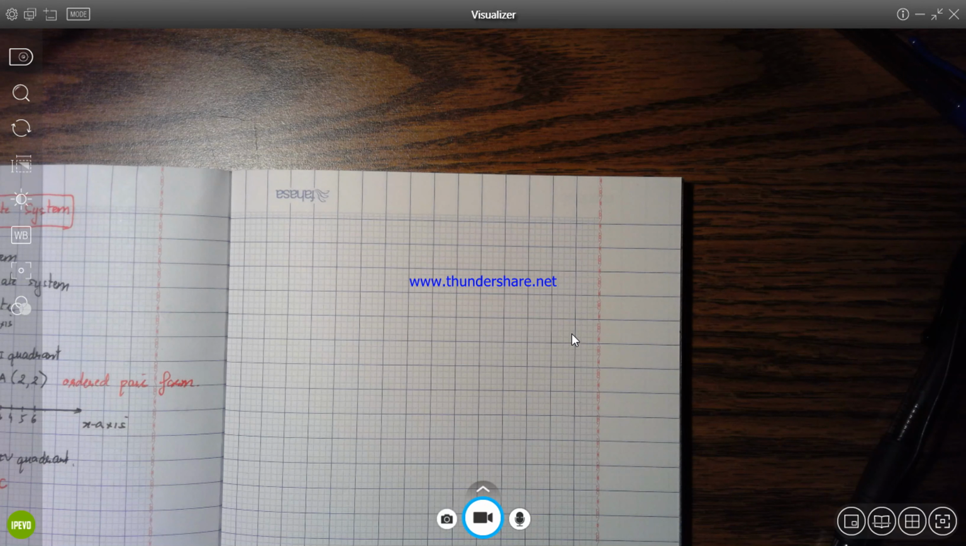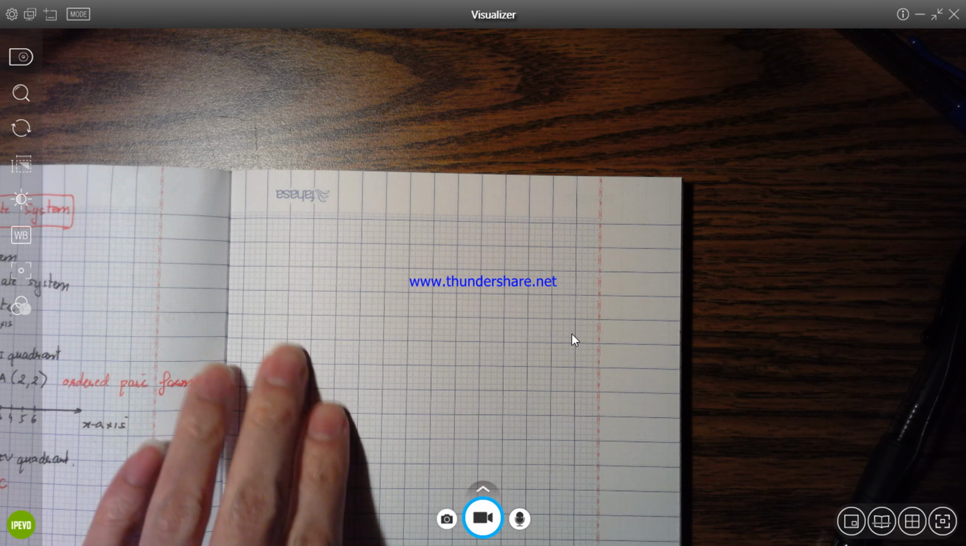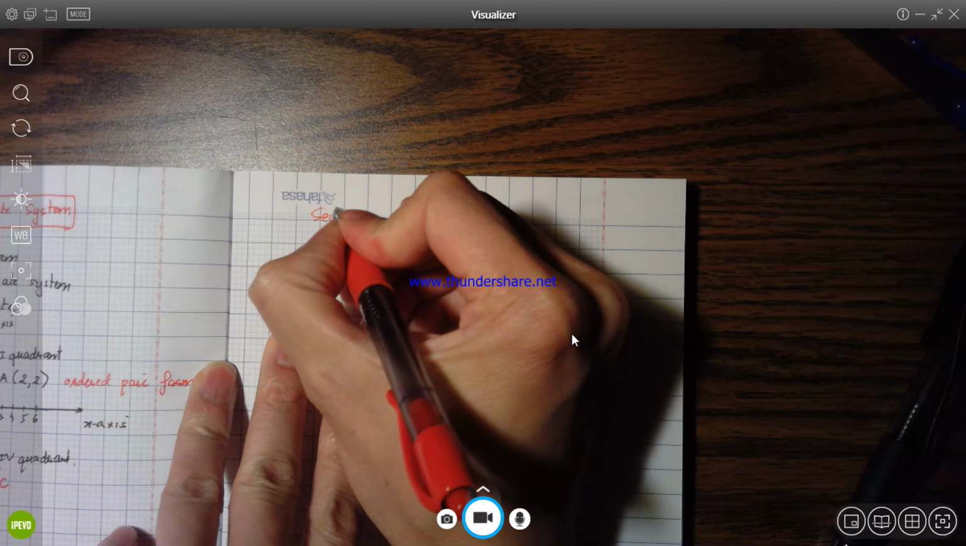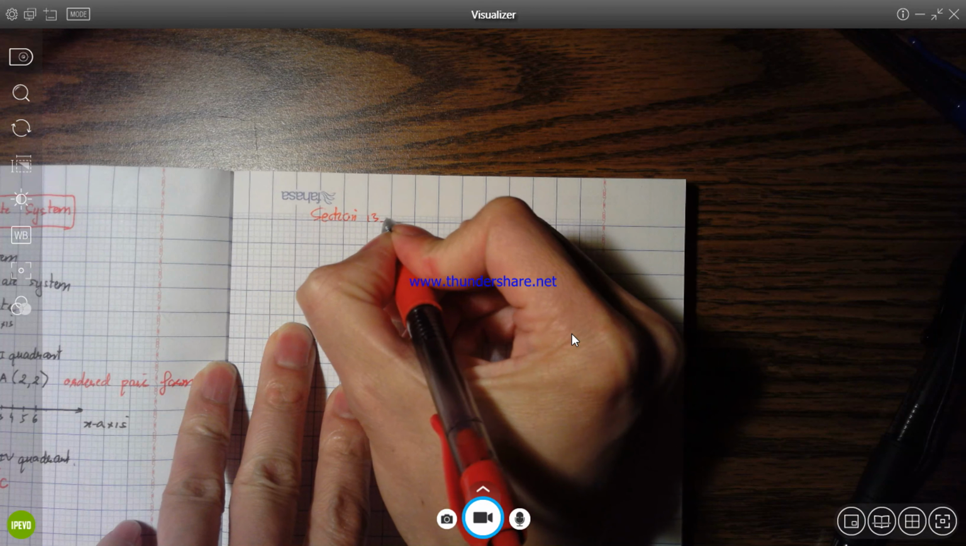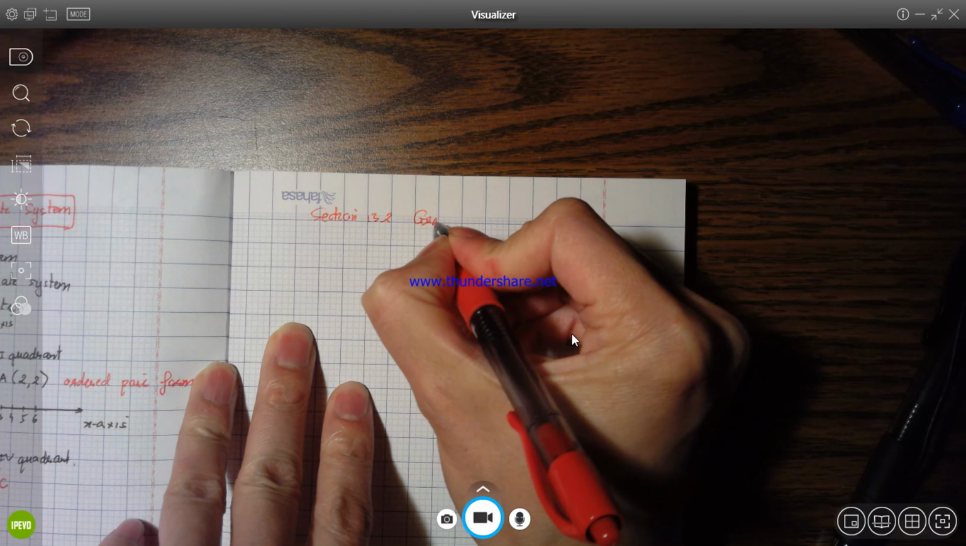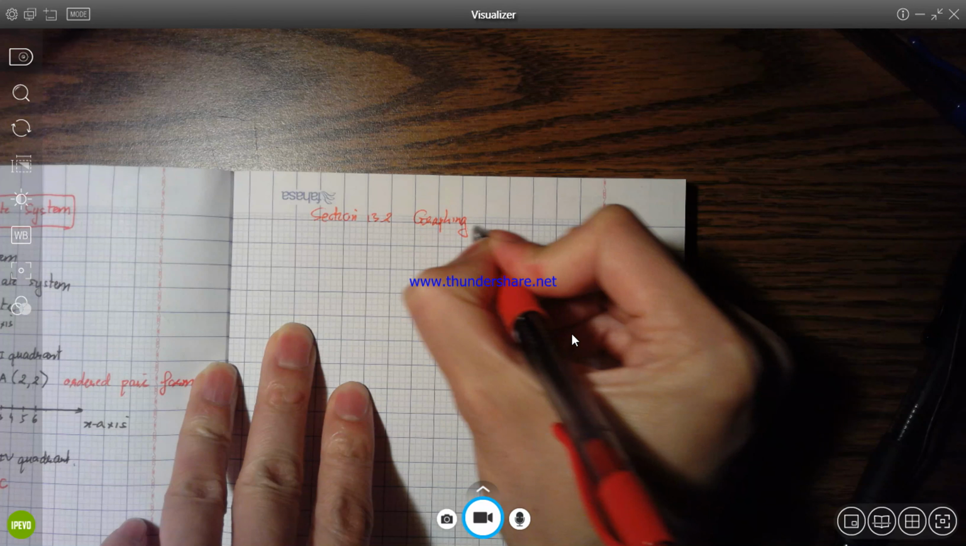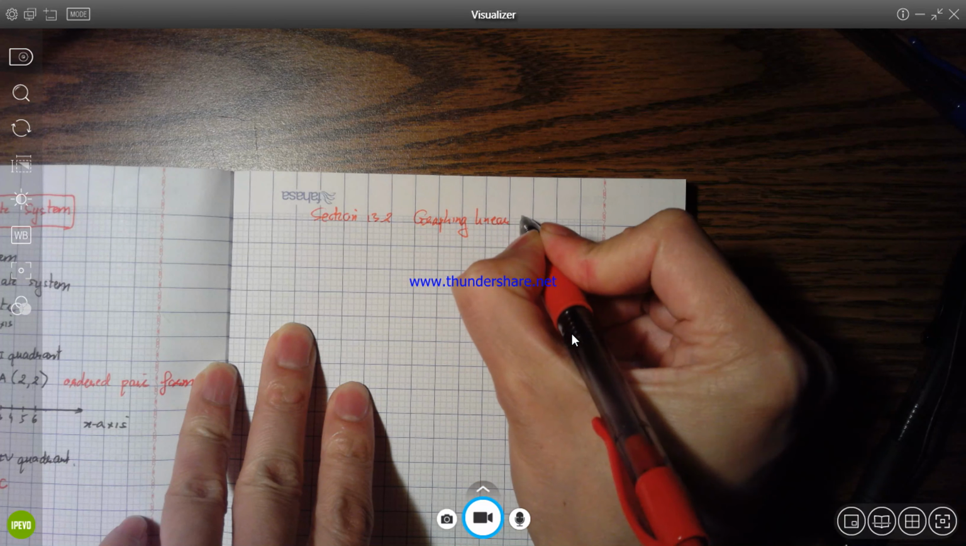So last video we learned the coordinate system. You were introduced to what a coordinate system is already, and in this video I will be talking about section 13.2. We'll be learning how to graph a linear equation. Section 13.2, graphing linear equation.